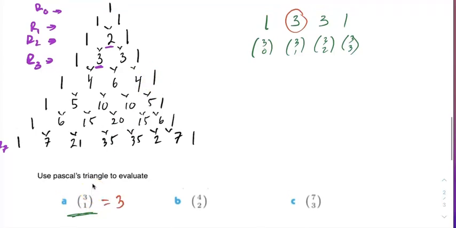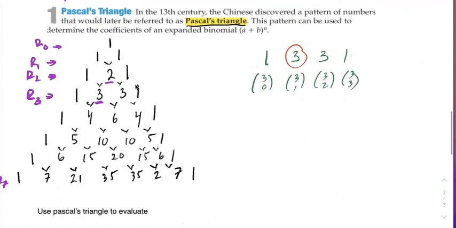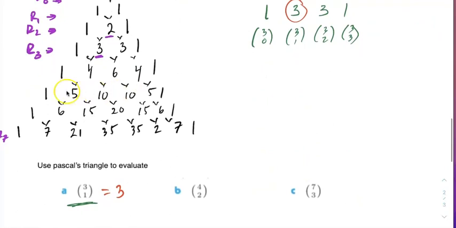Now, we did this by hand earlier, so we can check our work. Right? 3, 1, we got 3. So there we go. So the next one, 4, 2. 4, 2 is right here. Right here's row 4. We're going to go to the second one.